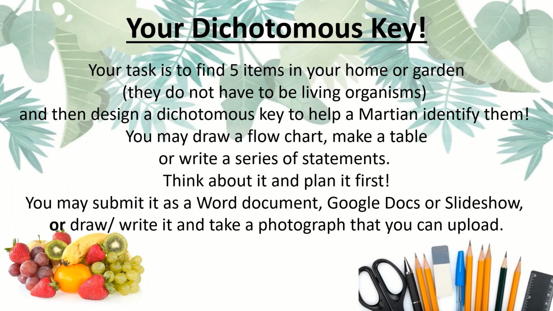So your assignment is to create your very own dichotomous key. You need to find 5 items in your home or garden. They could be from your kitchen, from your pencil case, outside in the garden, and then look at them, observe them, and create a dichotomous key by separating them into 2 groups each time. You can draw a flowchart, you can make a table, or write a series of statements. Make sure that you plan it carefully. Enjoy!